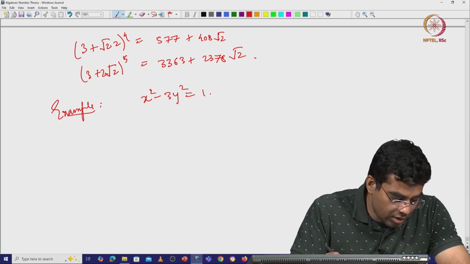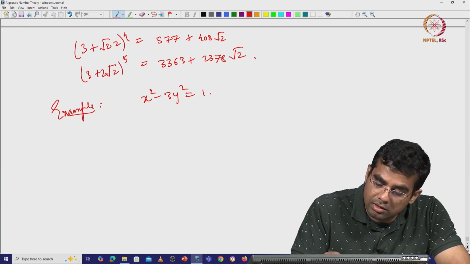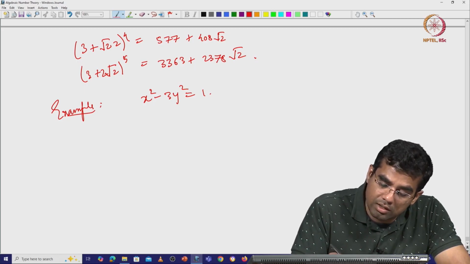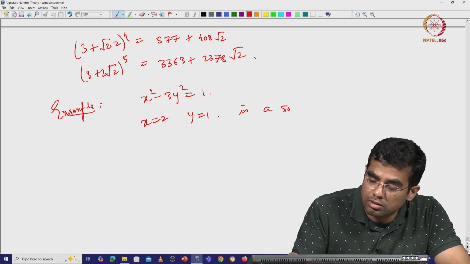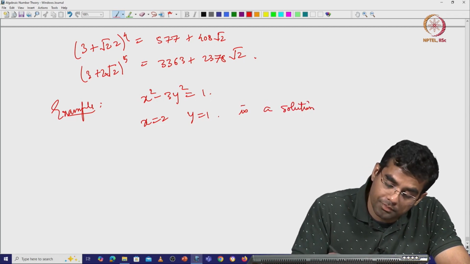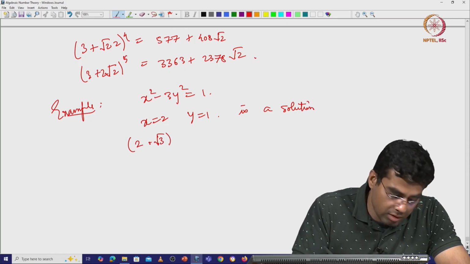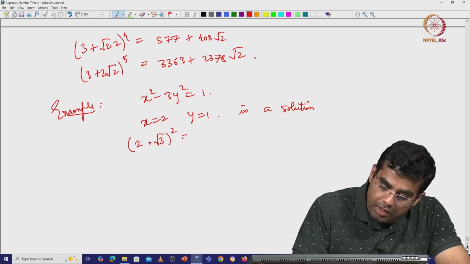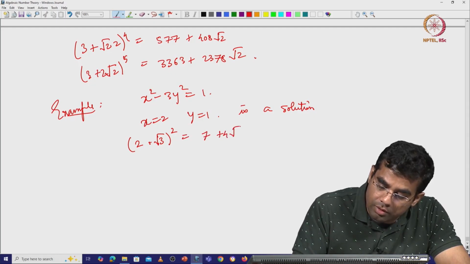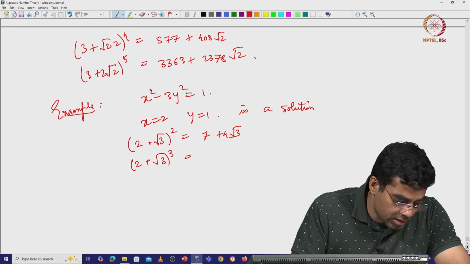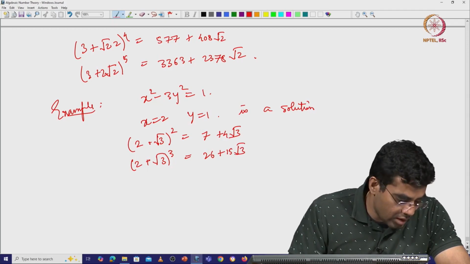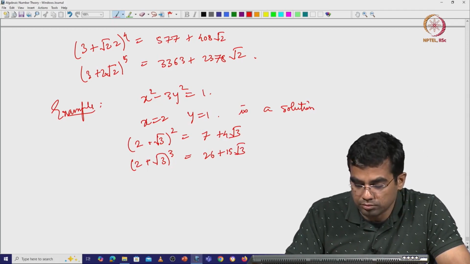Then again, you can just look at this by inspection. You see that x equal to 2 and y equal to 1 is a solution, right. And so, I can look at (2 plus square root of 3) square, this is 7 plus 4 square root of 3, (2 plus square root of 3) cube, this is 26 plus 15 square root of 3, and so on. Okay.